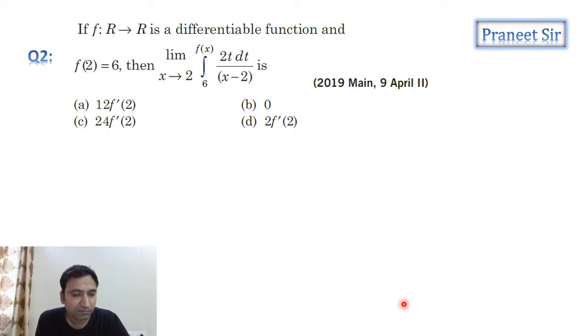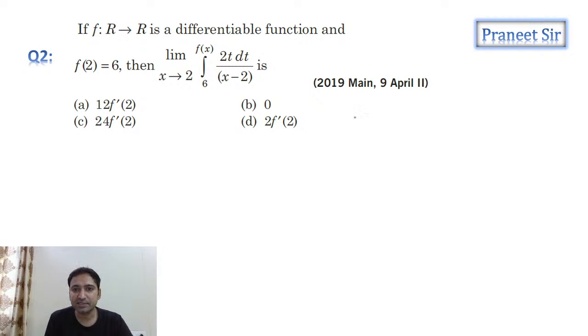Next question. If f is a differentiable function and f of 2 is given as 6, then what is the limit as x tends to 2 of the integral from 6 to f of x of 2t dt by x minus 2? Chalo, let's do this question.